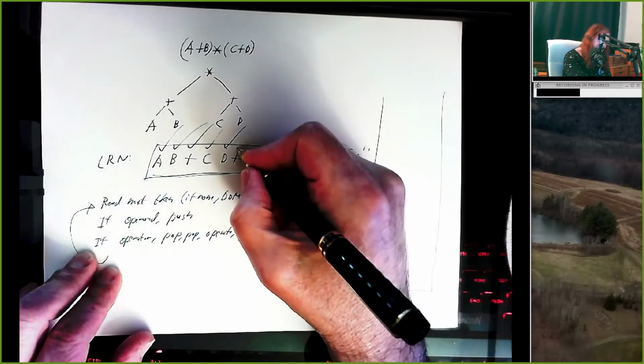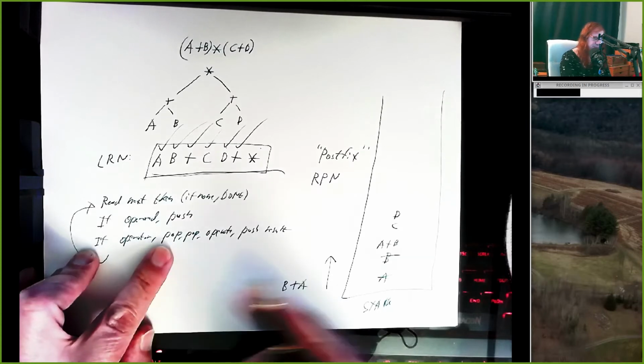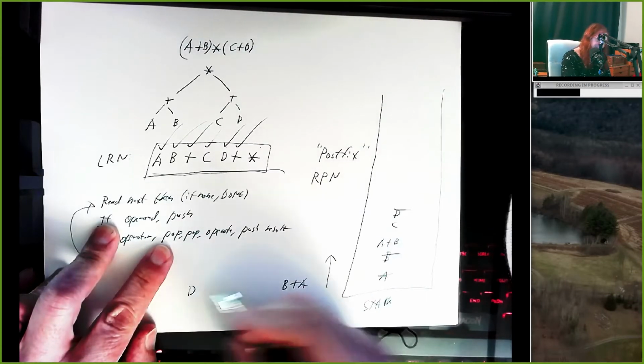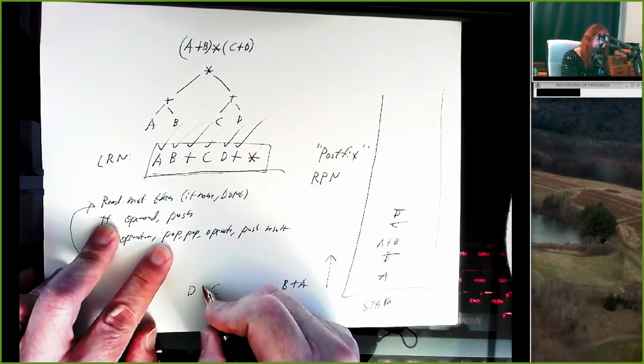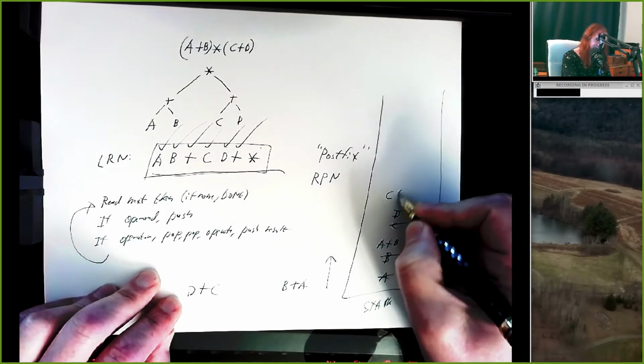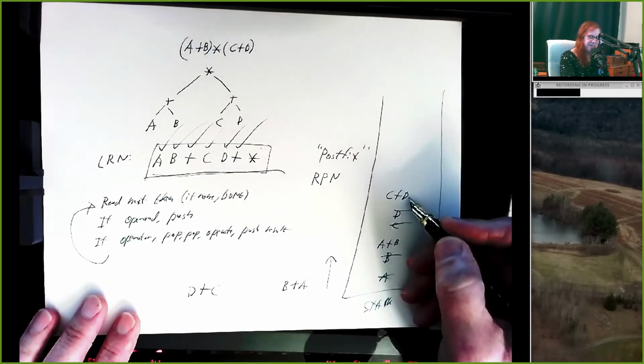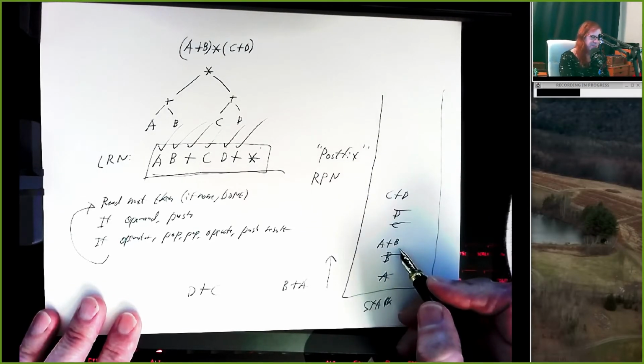Go back to the top, read the next token, that's a plus sign, that's an operator. So what do we do? Pop the top two values from the stack. Pop off the D, pop off the C, apply the operation, and push the result. So now we push a C plus D on the stack. Our stack has two things on it now. Top of the stack is C plus D, next thing is A plus B.